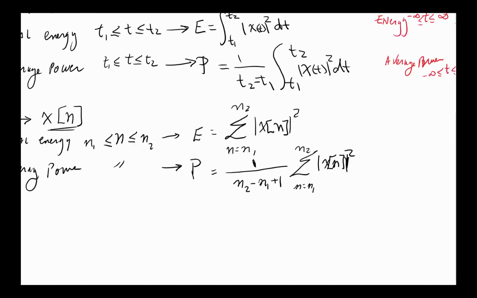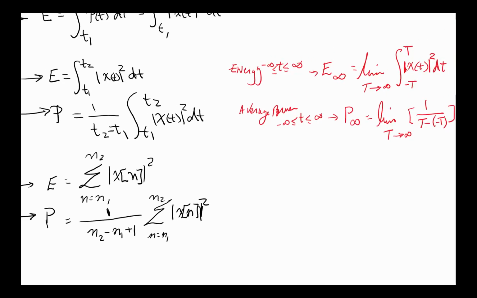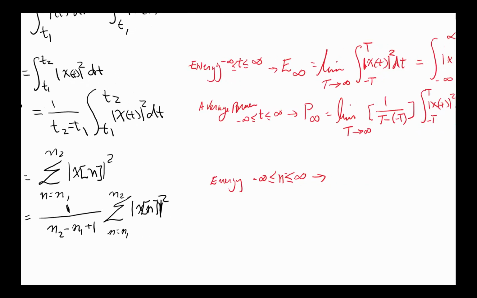Okay. Now we can continue on much like we did before and ask what happens if we want the total energy from minus infinity to infinity. Again, much like before, that's pretty straightforward. Instead of an integral, since this is discrete, we have E infinity equal to the summation from minus infinity to infinity of the magnitude of x of n, and this time I'll remember to square it.